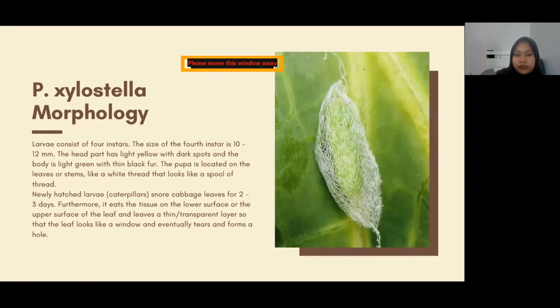A newly hatched caterpillar lives for 2 to 3 days. Furthermore, it eats the tissue on the lower surface or the upper surface of the leaf and leaves a thin transparent layer, so that the leaf looks like a window and eventually tears and forms a hole.